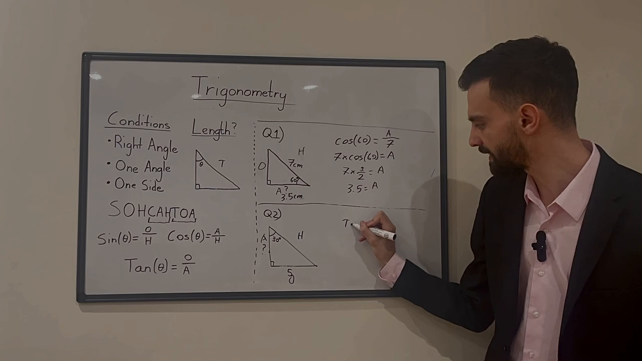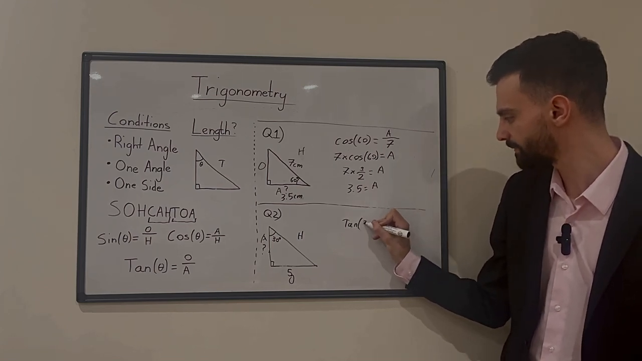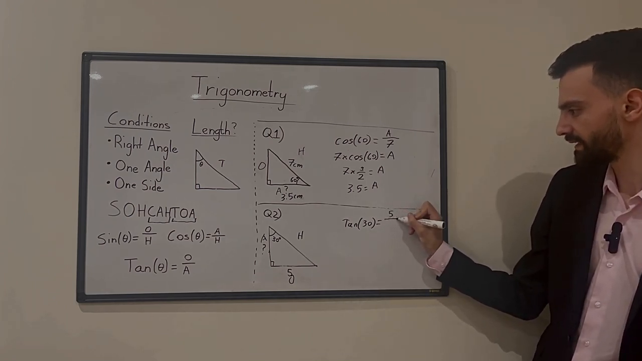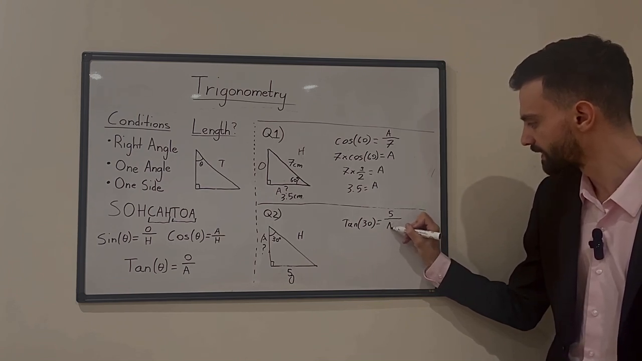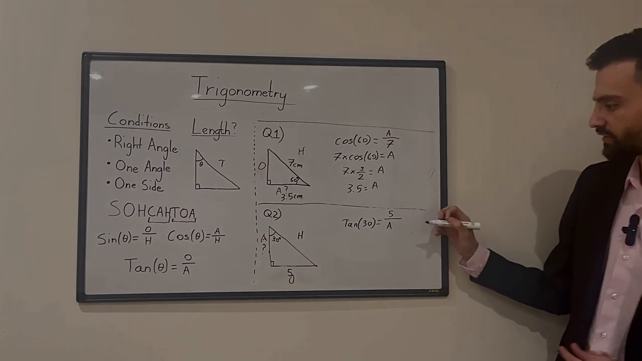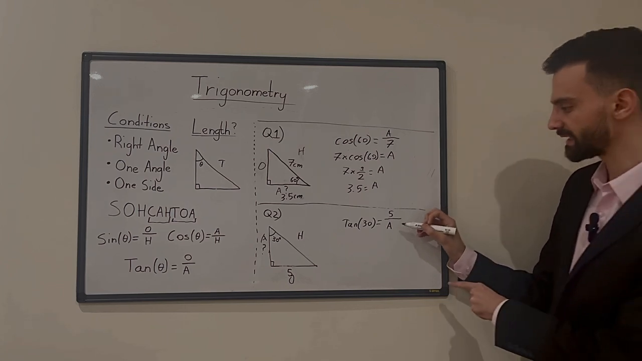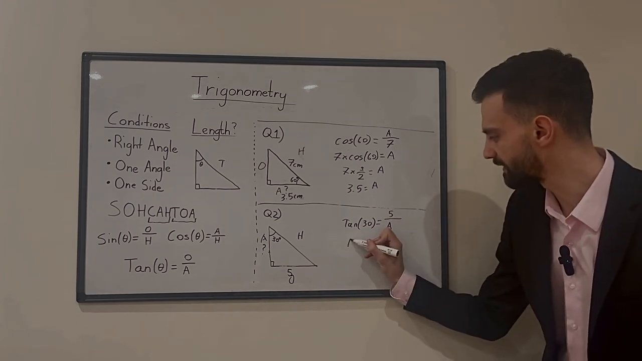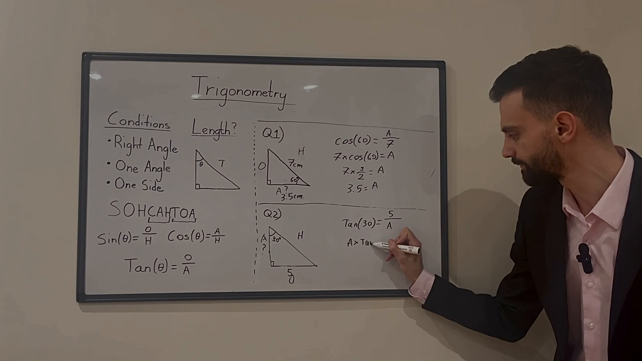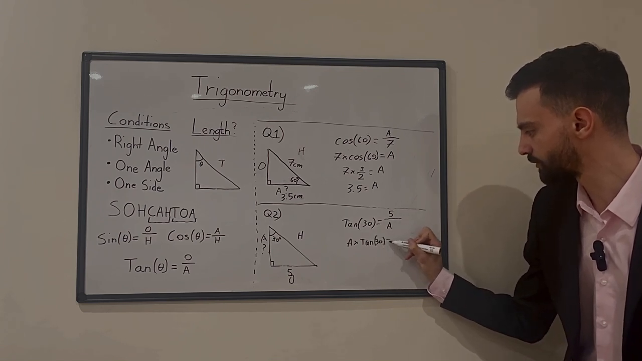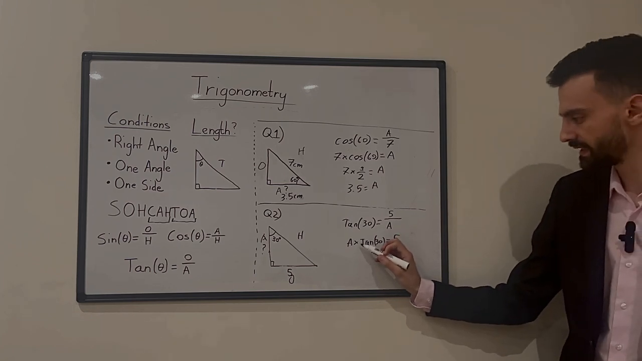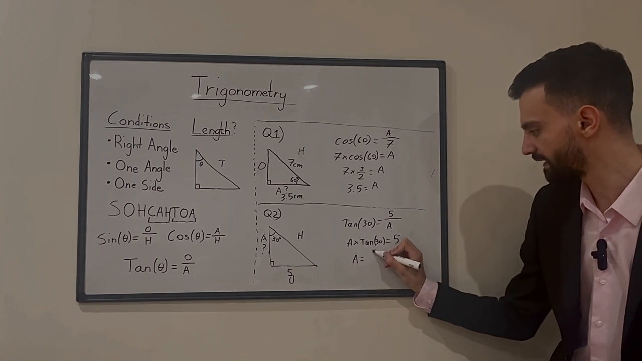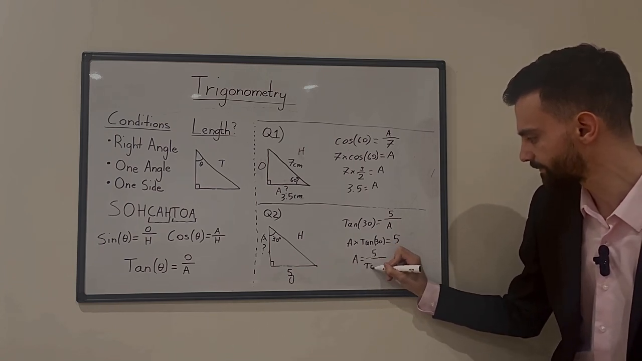So I'll write that tan of my angle, which is 30, is equal to O, which is 5, divided by A, which I don't know. I want to get A by itself, so this will be a two-step process. I'm going to take A to the other side. So opposite of a divide A would be times A. So I have A times tan 30 is equal to 5. Second step, take the tan 30 to the other side. I have A is equal to 5 divided by tan 30.